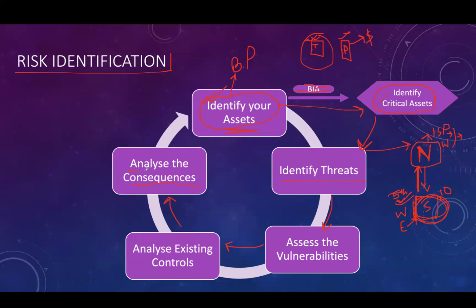So once we have analyzed the impacts and likelihood, again, we may have to identify the assets which would have certain threats, may have additional weaknesses. So this cycle again goes on. So you need to understand there are 5 steps of risk identification. One is identify your asset, identify your threat, assess the vulnerabilities, analyze existing controls, and analyze the consequences. That means likelihood and impact. So I hope I'm clear till now.